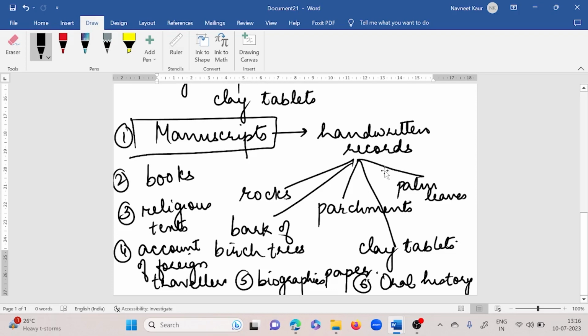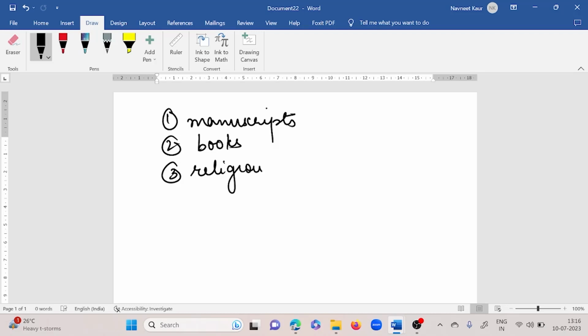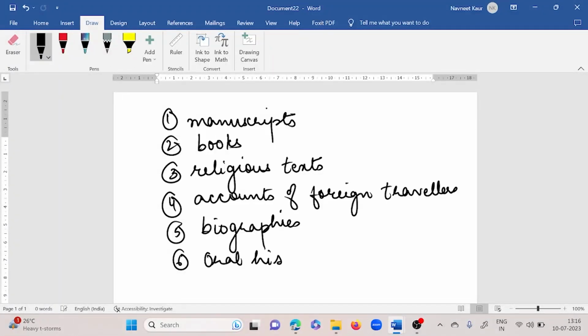So literary sources, we have manuscripts, then books, religious texts, accounts of foreign travelers, biographies, and even your oral history. So these all formed literary sources.